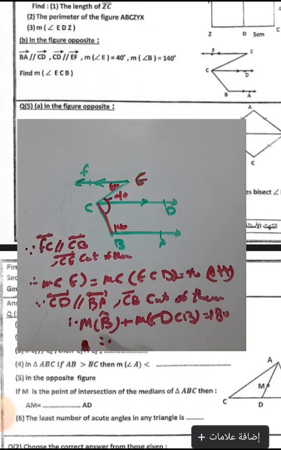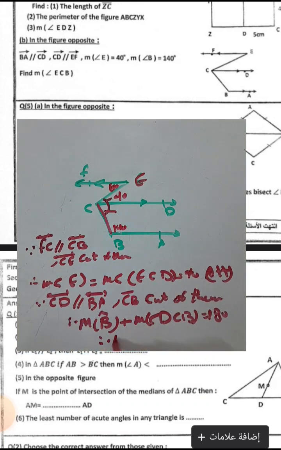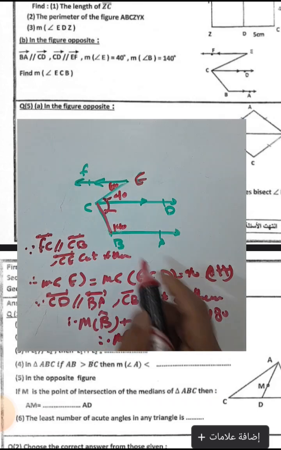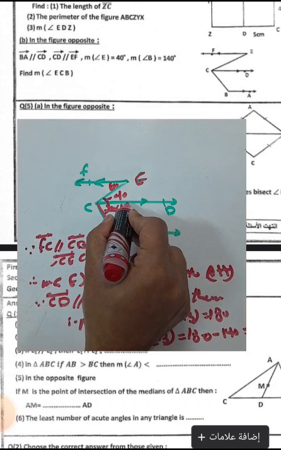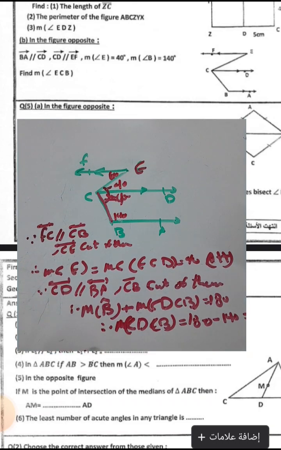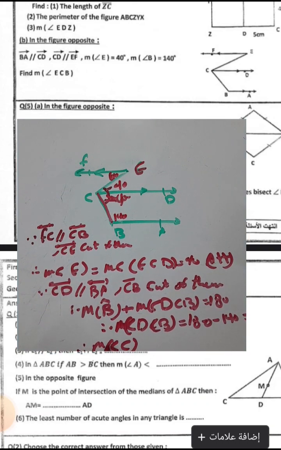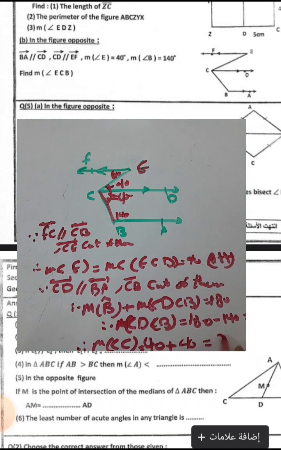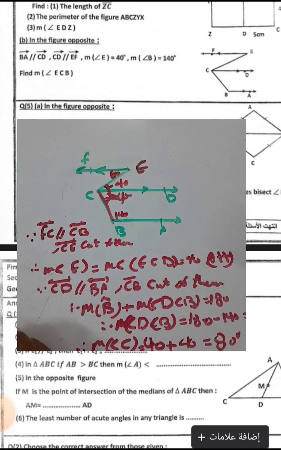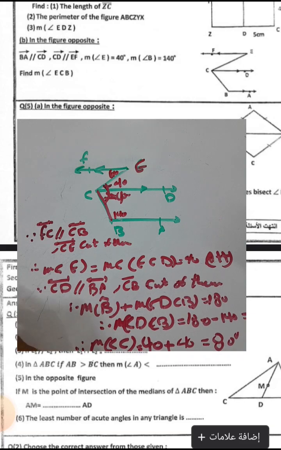Then we can find the measure of angle DCB equals 180 subtract 140. It will be 40 degrees. This angle will be 40 degrees. Then the last step: you want to find the measure of angle C, equal to 40 plus this angle, which was 40. It will be 80 degrees. The angle here will be 80 degrees. Understood?